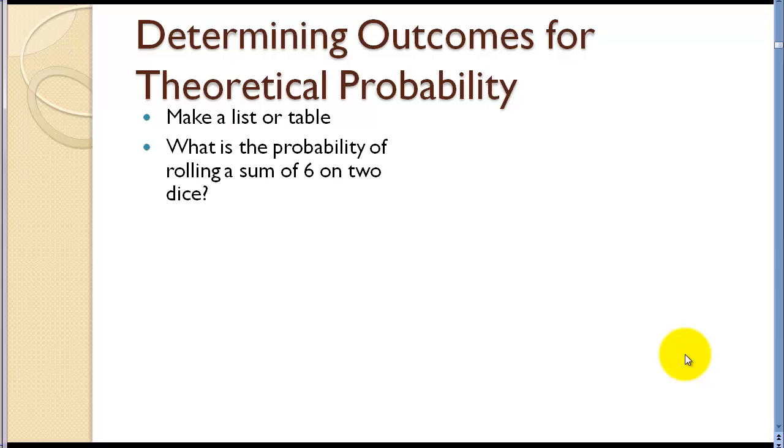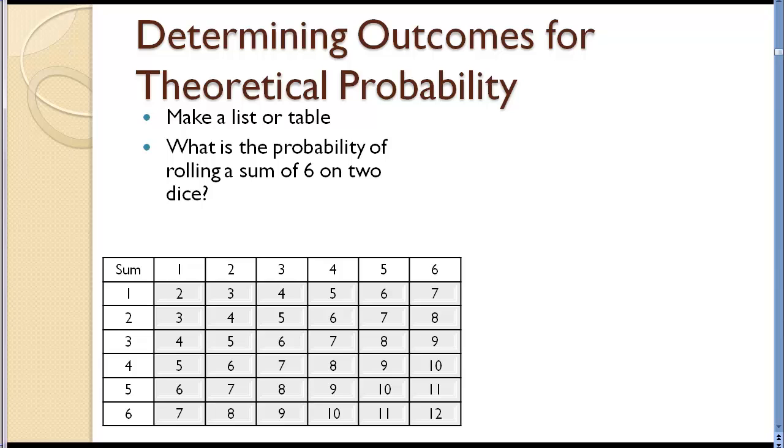When we are determining theoretical probability, we have to be able to count the outcomes. We could try making a list or a table. A frequent problem when we are working with probability is rolling, say, 2 dice. So if we wanted to know the probability of rolling a sum of 6, we need to look at all the ways that we could get a sum of 6.